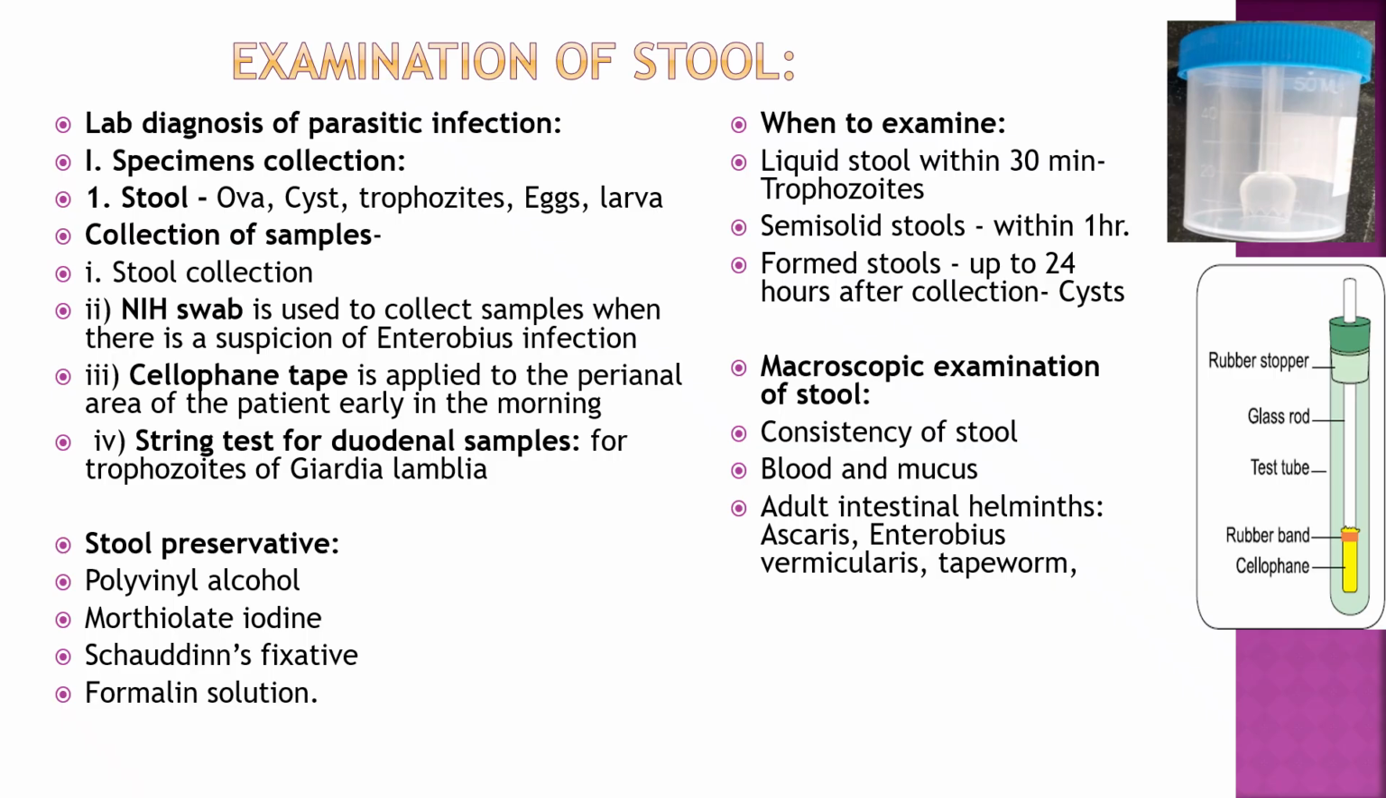The first step is macroscopic examination of stool. The consistency of stool, whether it is liquid, semi-solid or solid. Then blood or mucus present or absent. Then a few parts of the intestinal parasites, like adult worms or segments like Ascaris, Enterobius vermicularis, tapeworm. So we can see those parts of the parasites.